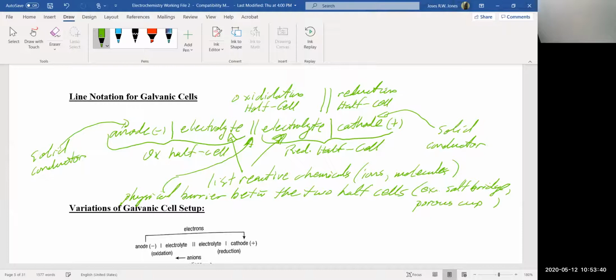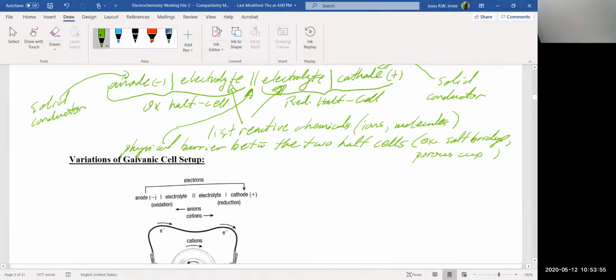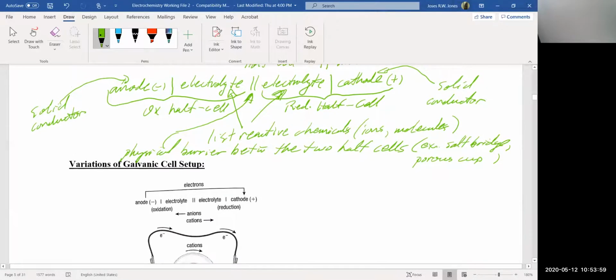And if the entire redox reaction occurs in the same beaker, the same compartment, the same chamber, then you do not include that vertical double line. And then that is that. Okay, so over here, look at this. There's one version over here. Oh, and the other thing is this. It says it over here. I'm going to just highlight that.